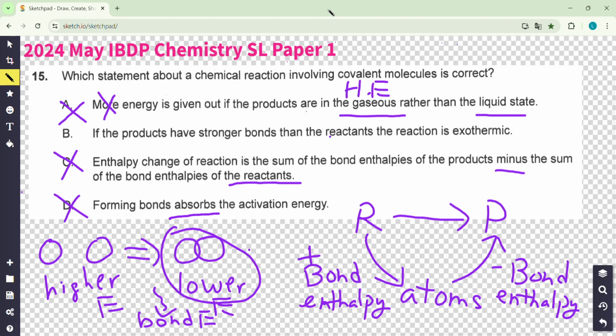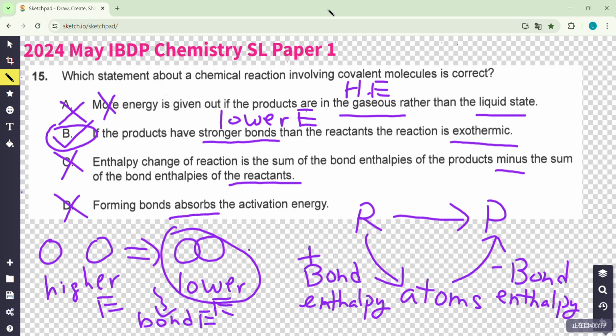If the product has stronger bonds, remember stronger bonds mean a lower energy, right? Release more energy. Good. So it means that you go from a higher energy to a lower energy state. Of course, energy is released, so it is exothermic, making the surroundings hotter. So the answer is B.